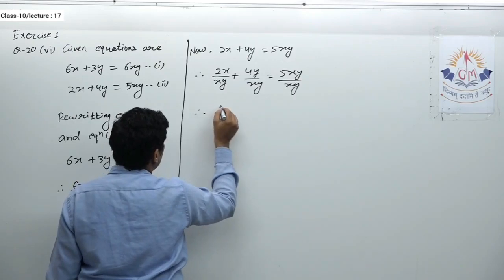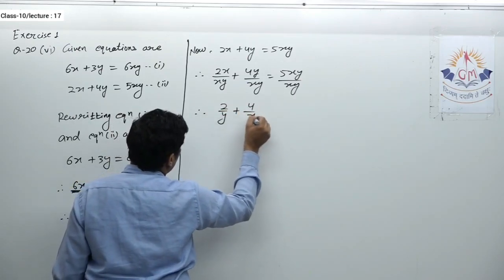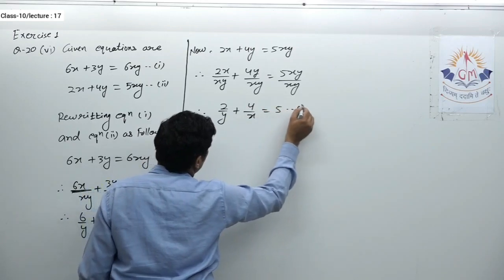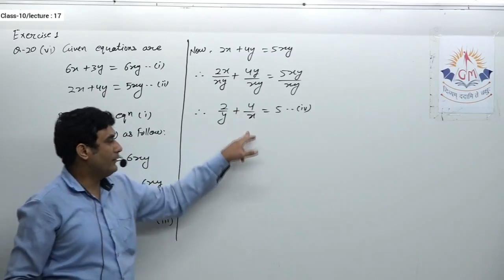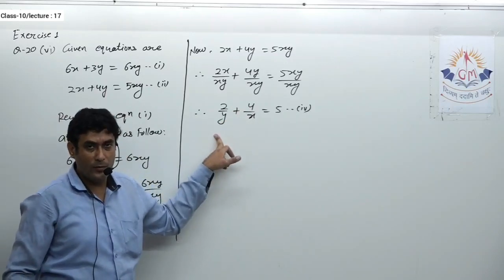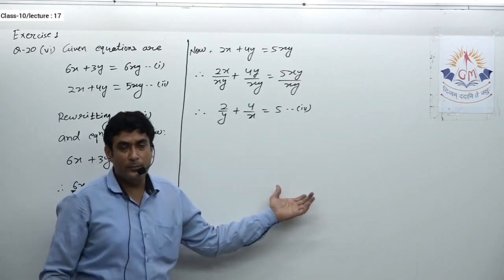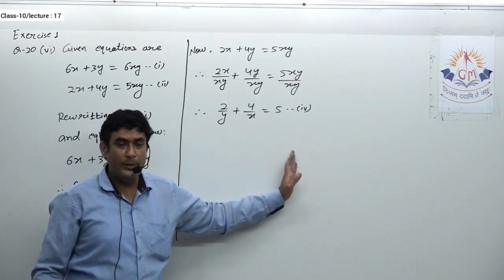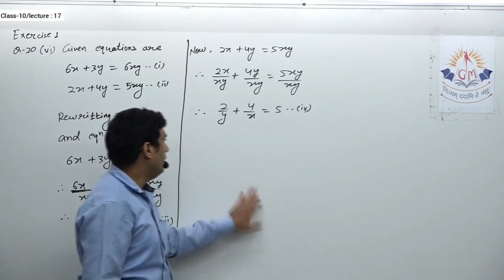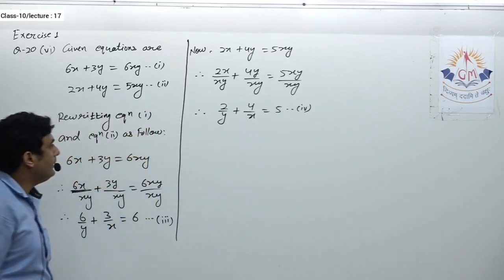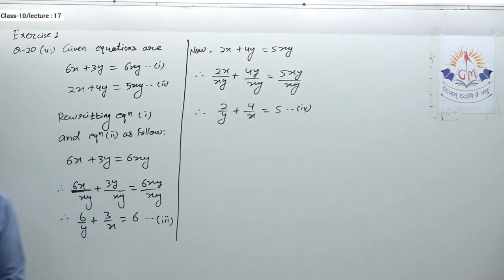So here I do get 2 upon y plus 4 upon x is equal to 5. Let it be equation number 4. Now you have to rewrite third and fourth by taking 1 upon x equal to a and 1 upon y equal to b. Then you will get two equations in a and b. Then by solving them you will get a and b and then x, y. So that you have to do on your own. So note it down up to this point, leave some space, and then we will see the next question.